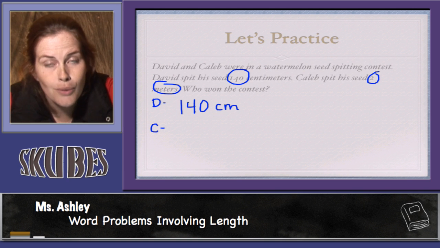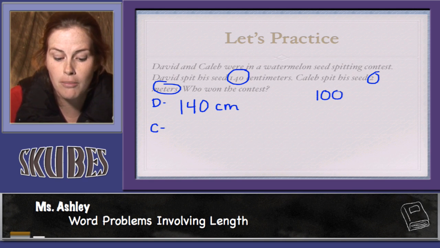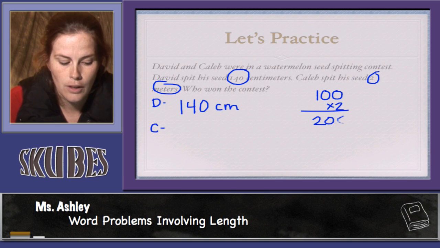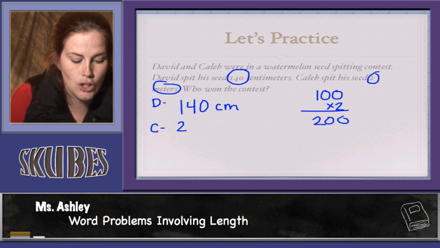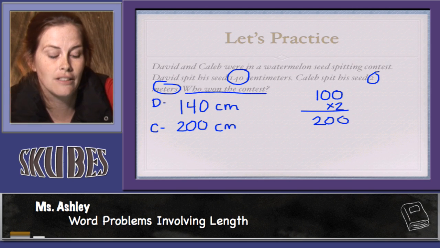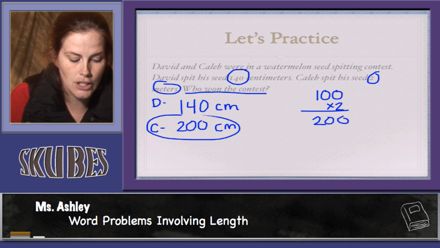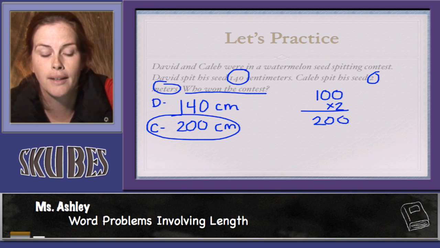So I'm going to convert 2 meters to centimeters. There's 100 centimeters in every meter, so I just need to multiply 100 by 2. So Caleb spit his seed 200 centimeters. Now the question is who won the contest? So I need to find the farthest distance. Caleb spit his seed 200 centimeters, so he won.